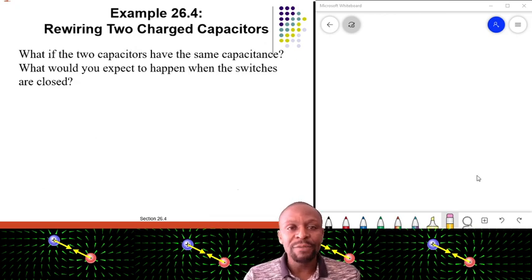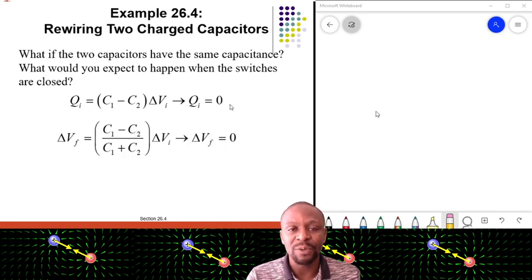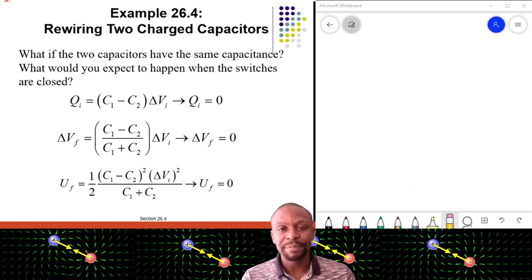What if the two capacitors have the same capacitance? What will you expect to happen when the switches are closed? Now if C1 is equal to C2, therefore QI will just be zero, and then the change in V final will also be zero. As a result, the U final will just be zero. That would mean the capacitor is not going to be charging.